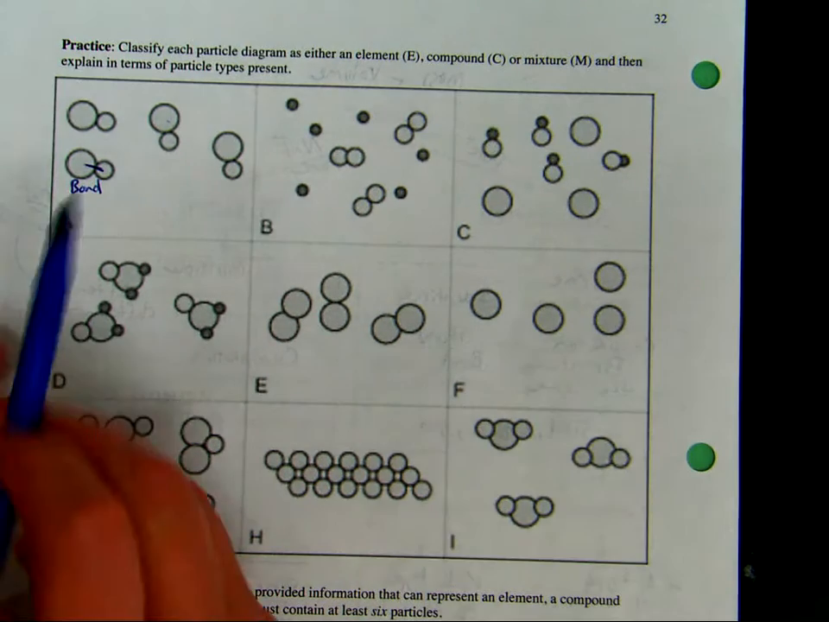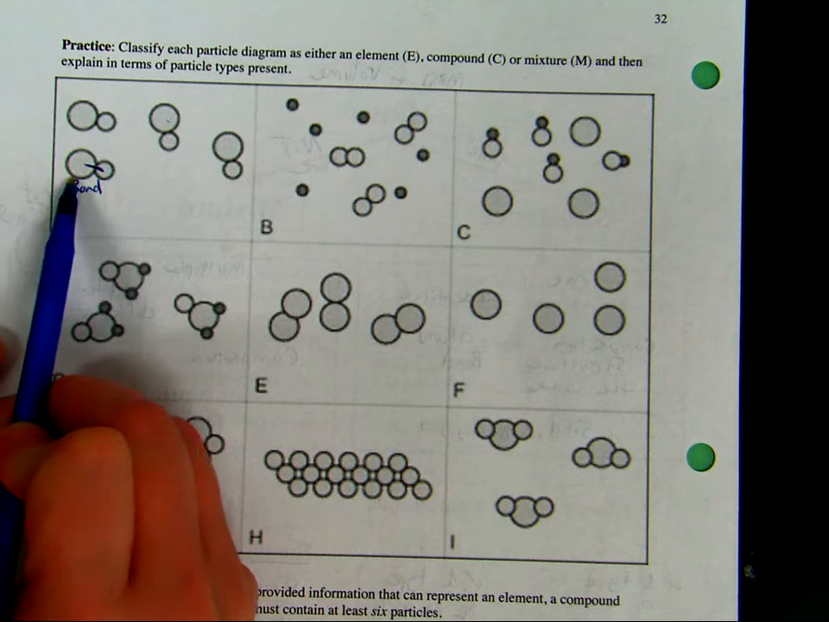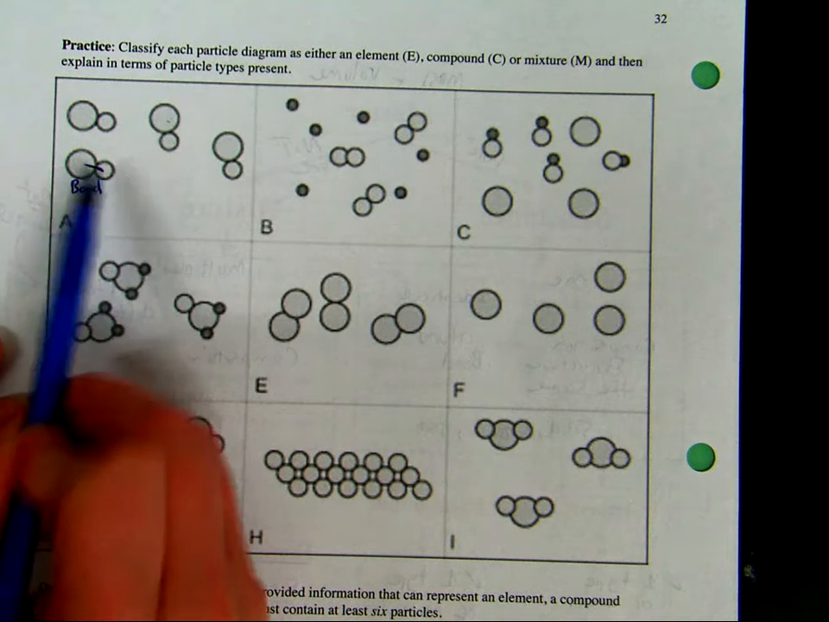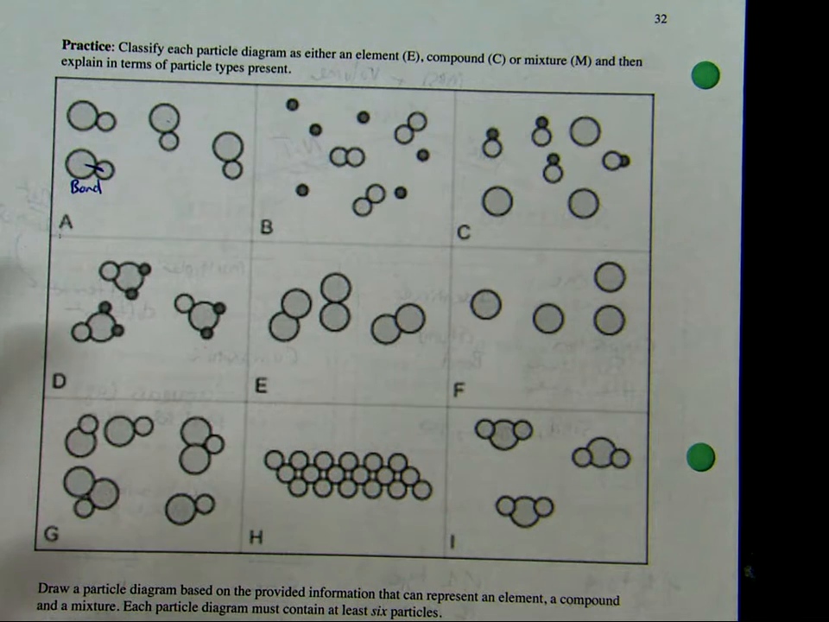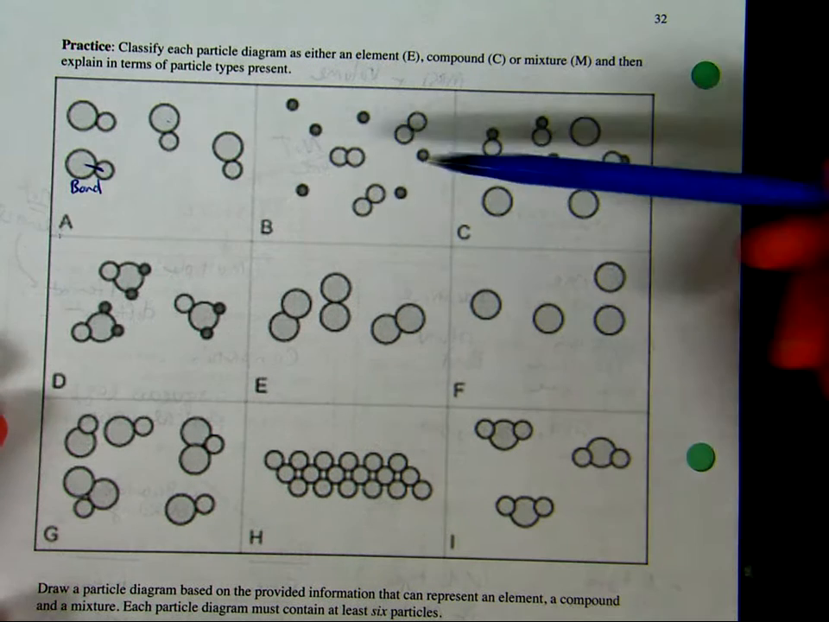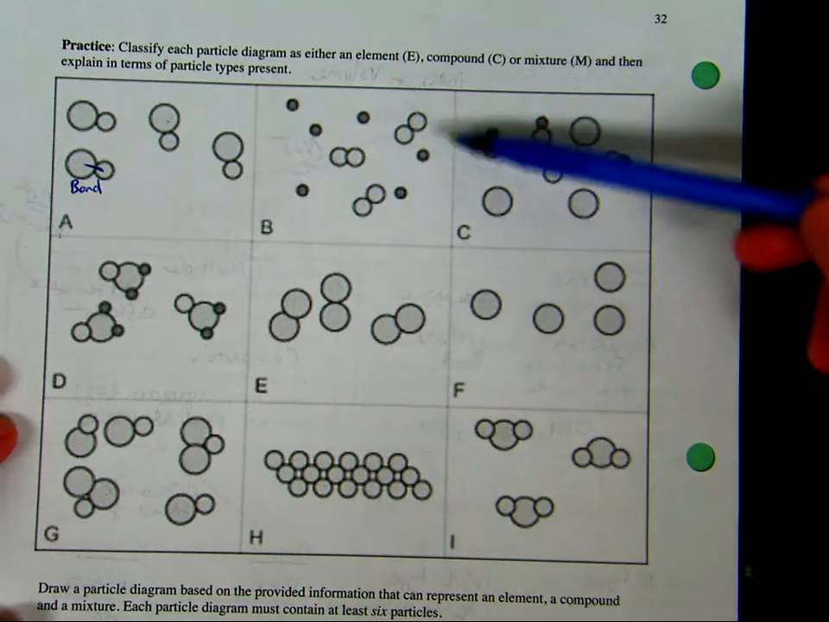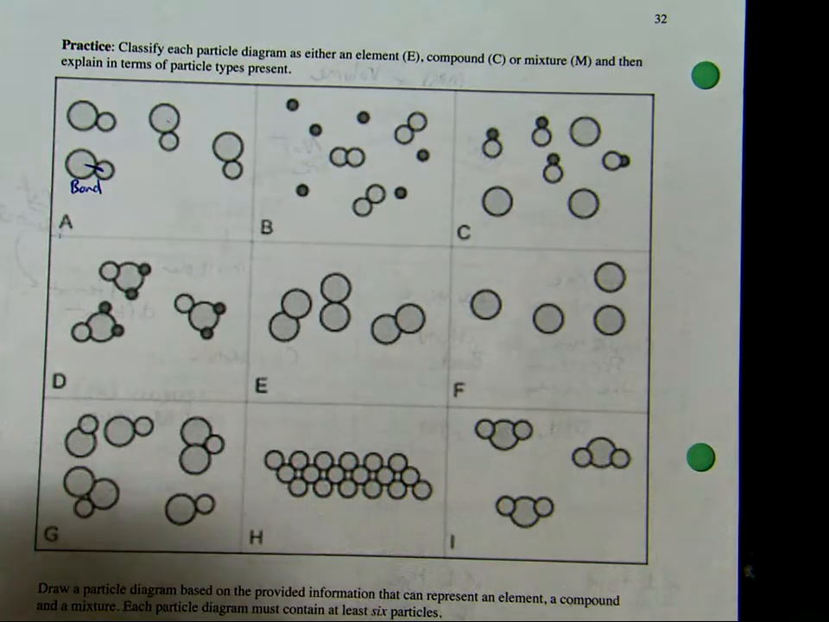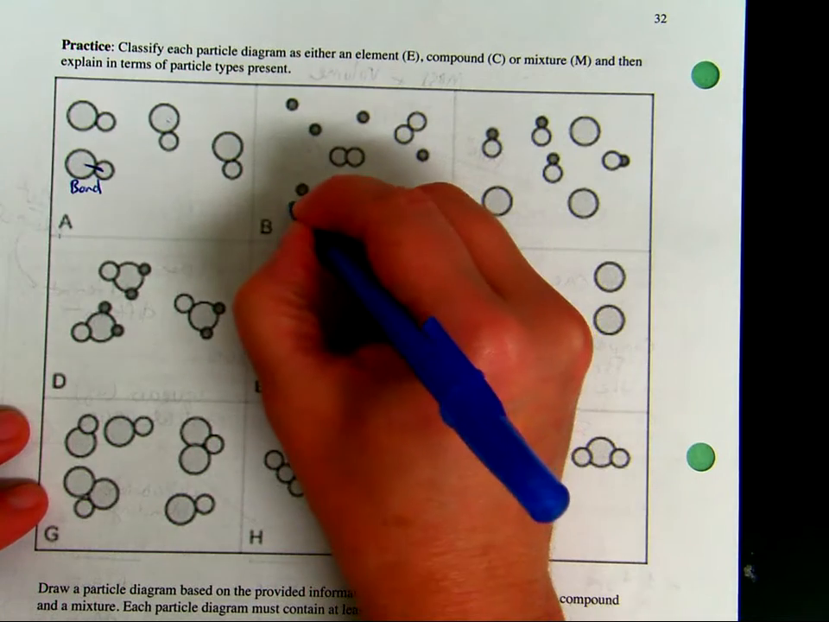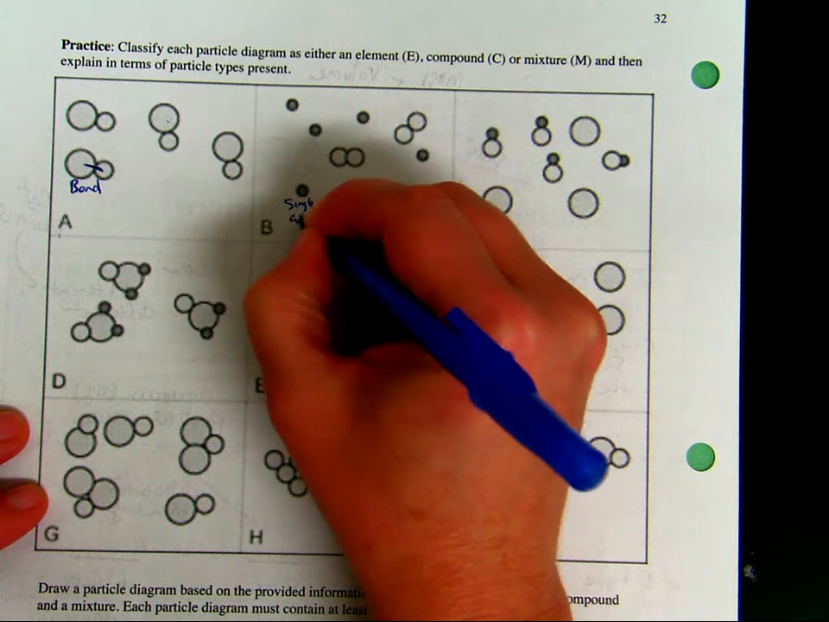The first thing I want to point out, like in example A here, is that these two circles are touching each other, so that means that they are bonded. Versus if you look in picture B, we have these little circles separated from all of the others, so that would represent a single atom. So I'm just going to write single atom.